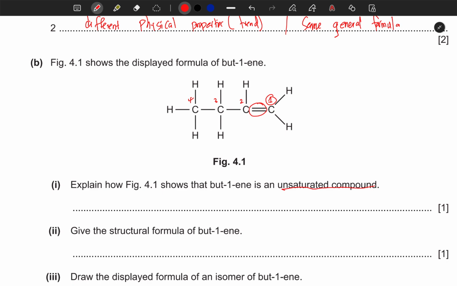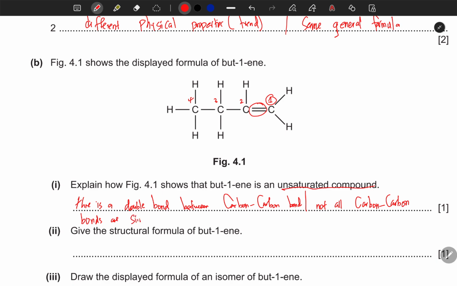So I will give this. There is a double bond between carbon to carbon. Or you can say not all carbon to carbon bonds are single. Whichever you're comfortable with, move on.